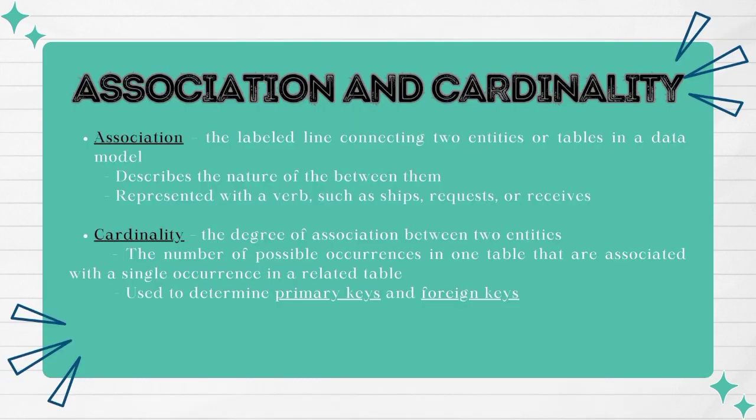In association and cardinality, when we say association, it is the labeled line connecting two entities or tables in a data model. It describes the nature of the relationship between them and is represented with a verb such as ships, requests, or receives. Cardinality, on the other hand, is the degree of association between two entities. It is the number of possible occurrences in one table that are associated with a single occurrence in a related table. And in cardinality, what it uses to determine this are primary keys and foreign keys.